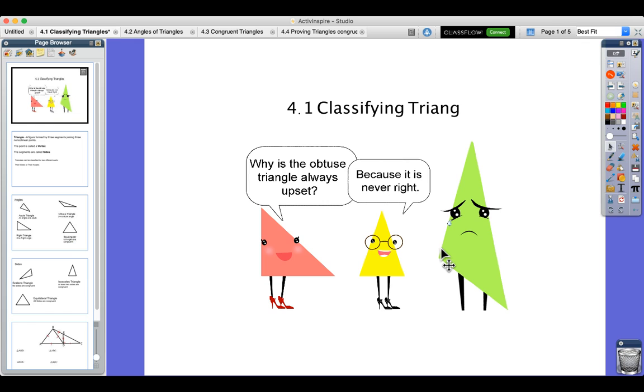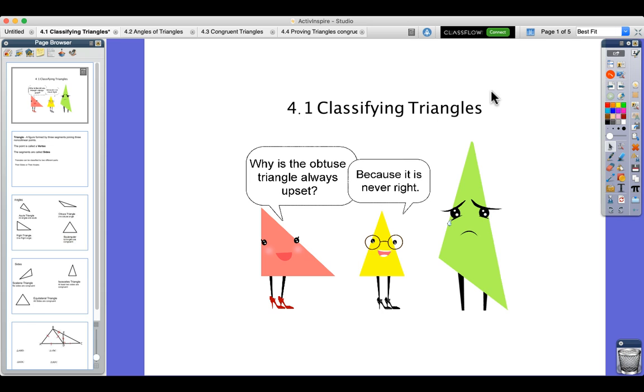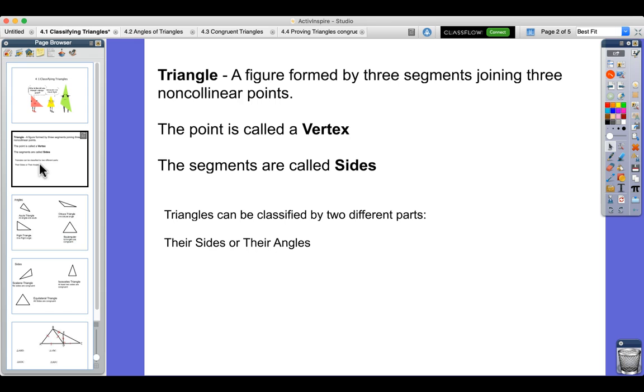Today, we're starting a new chapter. We're talking about classifying triangles. Triangles. All right, so let's start with just defining triangles.